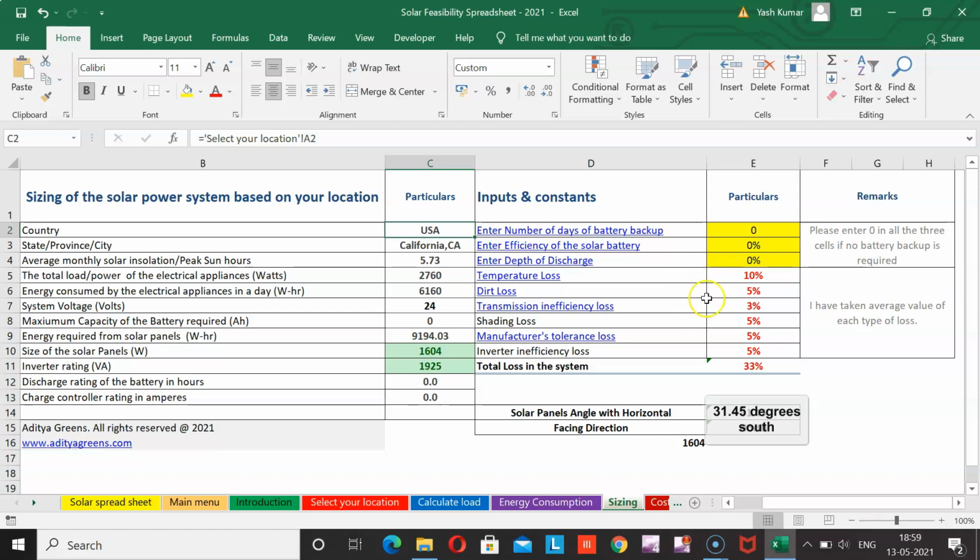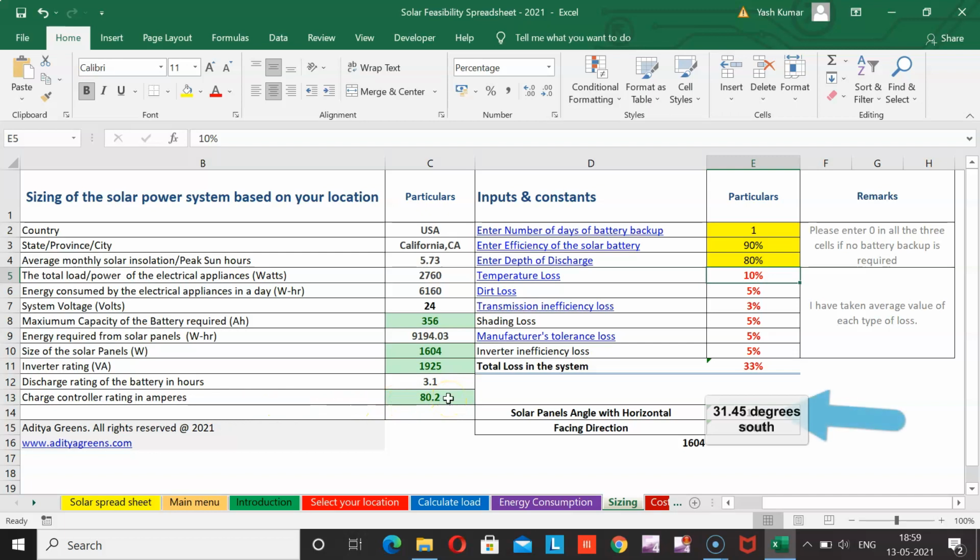So in case you want a battery backup, you can give your inputs here, enter the number of days of battery backup. Say for 1 day, you can write 1. Efficiency of battery 90%, enter the depth of discharge 80%, and accordingly the sizing of the battery will come out. Now you can see that maximum capacity of the battery required to provide you 1 day of battery backup comes out to be 360 ampere hour, and the charge controller rating comes out to be 80.2 ampere.